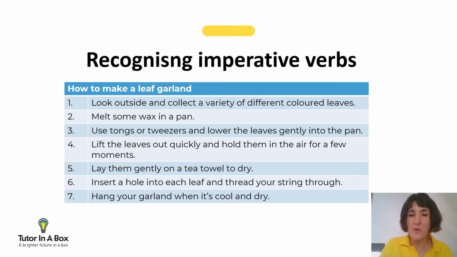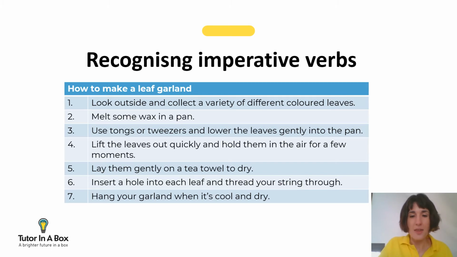Lift the leaves out quickly and hold them in the air for a few moments. 5. Lay them gently on a tea towel to dry. 6. Insert a hole into each leaf and thread your string through. And finally, number 7, hang your garland when it's cool and dry.